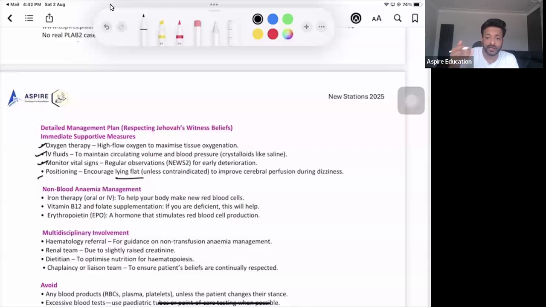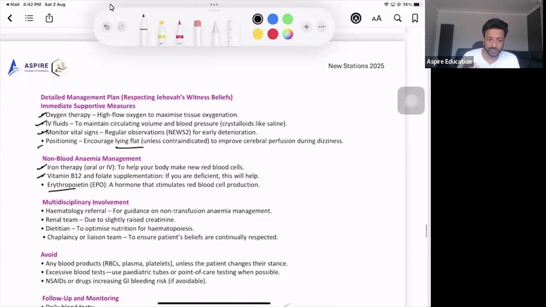Now, if not the blood or blood products, what else? We can go for iron therapy, oral iron or IV iron. That's very important. You can go for vitamin B12 or folate supplementation as well. And we can go for erythropoietin injections as well. That is going to be quite helpful, right? So these are the alternative options that we have got. Also, hematology and renal referral, dietitian, these are something that you can mention. Chaplaincy or liaison to ensure patient beliefs are continually respected.